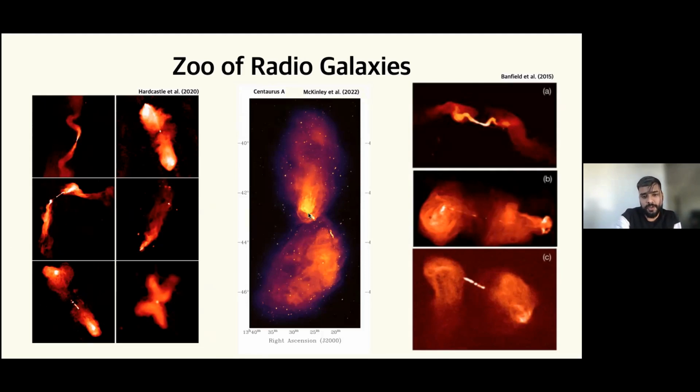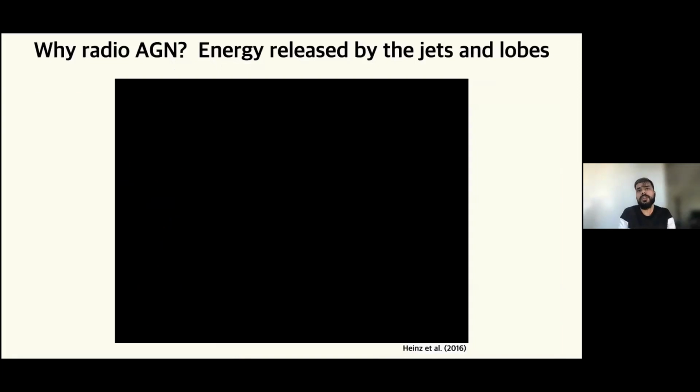This has very diffuse radio lobes being fueled by these bright regions you see here. And the fact that it's so close to us has been very good, because we've been able to study these lobes, these jets that fuel the lobes, in much more detail than before. And again, more kinds of radio galaxies on the right, which basically comprise the zoo. So now the question is, why radio AGN? Why should we care about radio AGN?